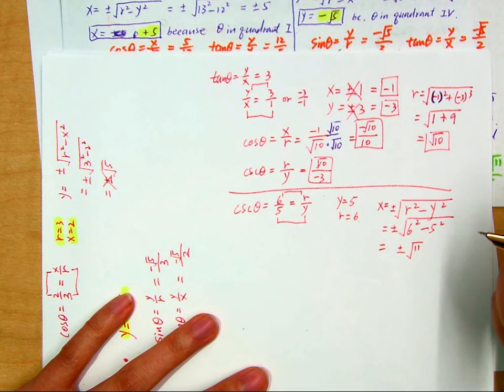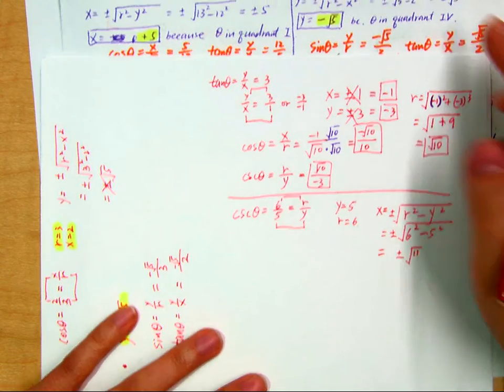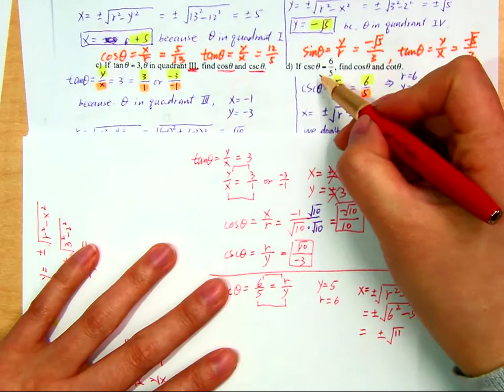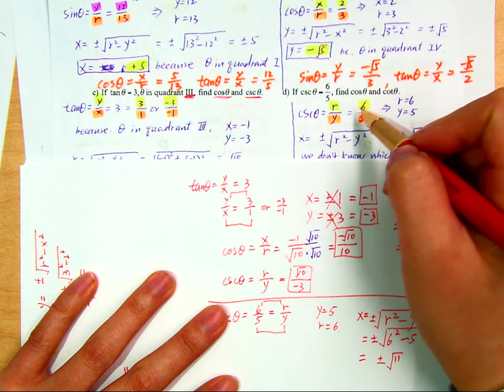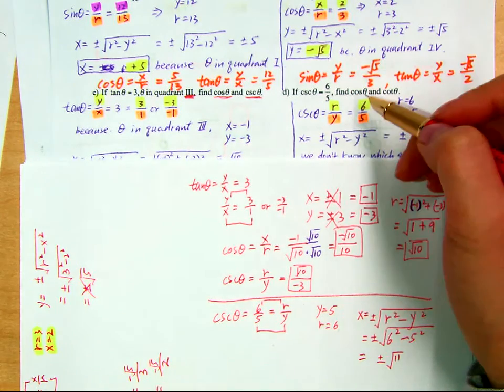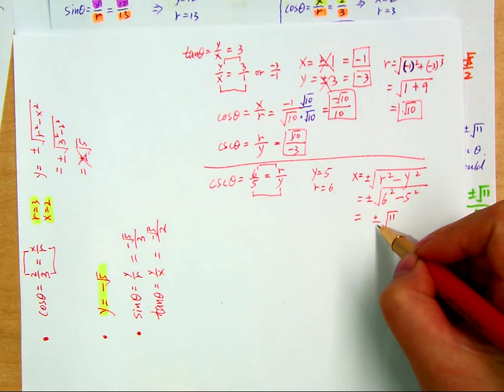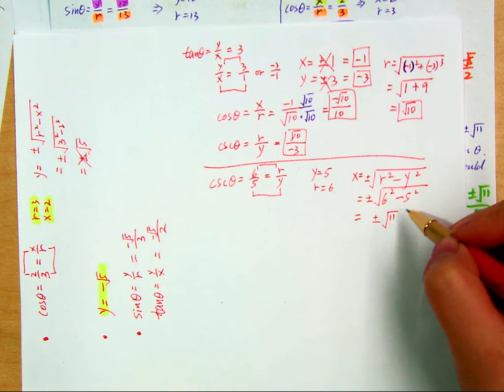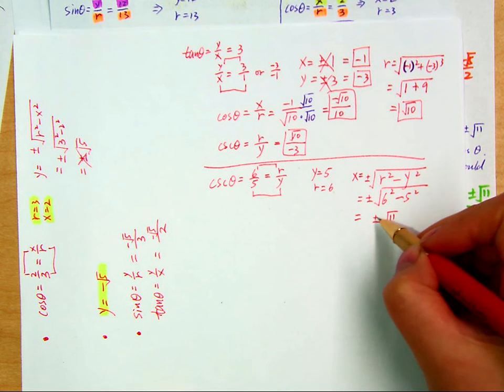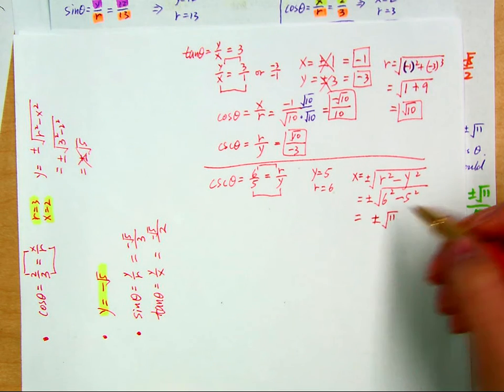Now let's decide whether the answer is positive or negative. Look at this problem. We are not given anything about the angle. We don't know where the angle is. If we don't know where the angle is, that means the x value can be positive and also can be negative. That's why we keep the plus or minus for this problem.